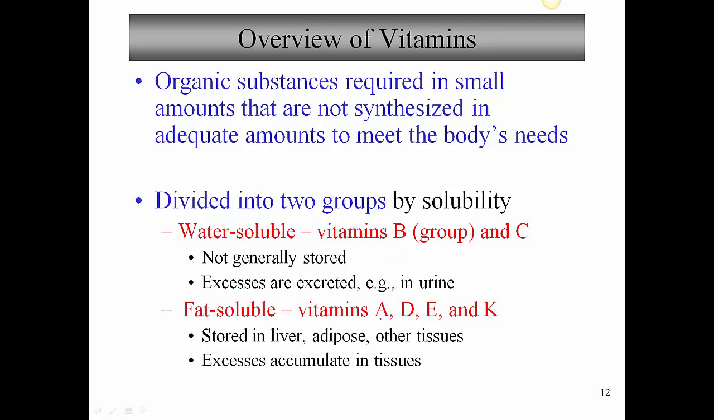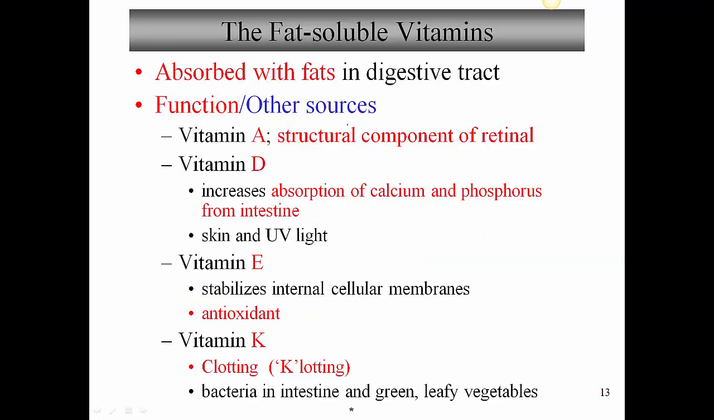On the other hand, the fat-soluble vitamins like vitamins A, D, E, and K are stored in liver, adipose, and some other tissues in the body. So excesses of these, if taken over a long period of time, can actually accumulate in tissues and can cause other disorders. So taking too many of the fat-soluble vitamins is far more dangerous than taking excesses of water-soluble vitamins.